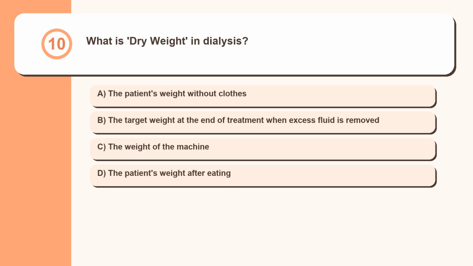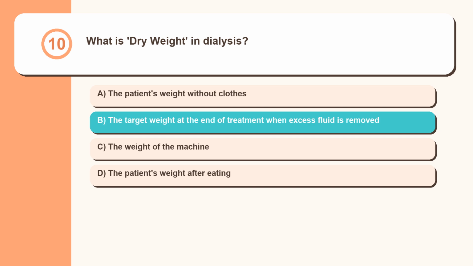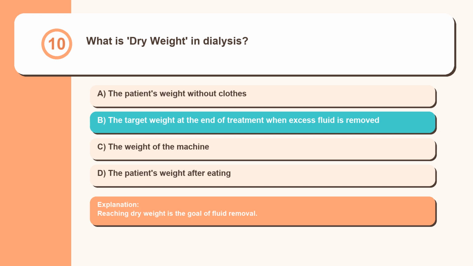Question 10. What is dry weight in dialysis? The patient's weight without clothes. The target weight at the end of treatment when excess fluid is removed. The weight of the machine. The patient's weight after eating. Reaching dry weight is the goal of fluid removal.